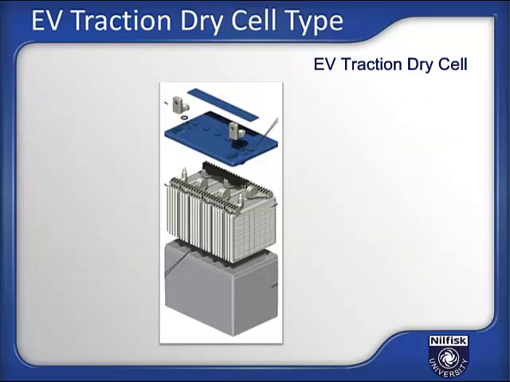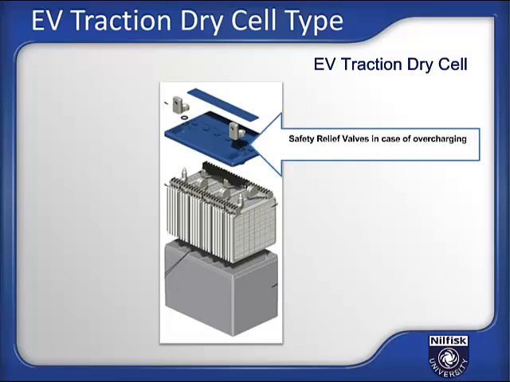So now let's have a look at the fifth and final battery technology that's contained in this presentation. So first off, a definition of an EV traction dry cell. This product fits into the VRLA category, which means it's valve-regulated lead-acid technology. However, its name comes from a thicker plate technology, so let's have a look at that. It has safety relief valves in case of overcharging, and it has a thicker plate construction, which means it has more active material contained within a thicker plate for deep cycling ability.